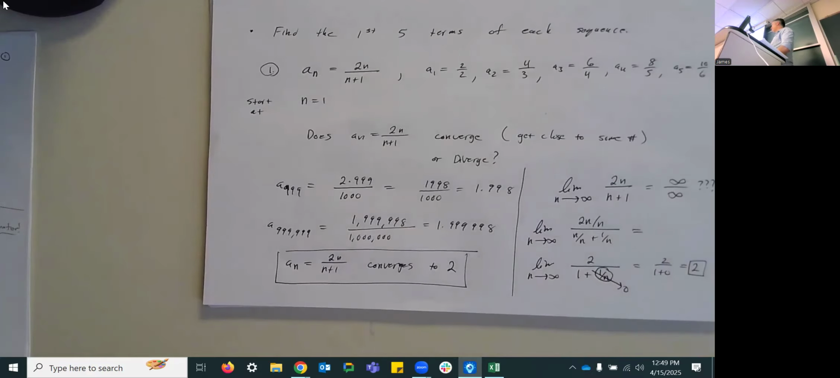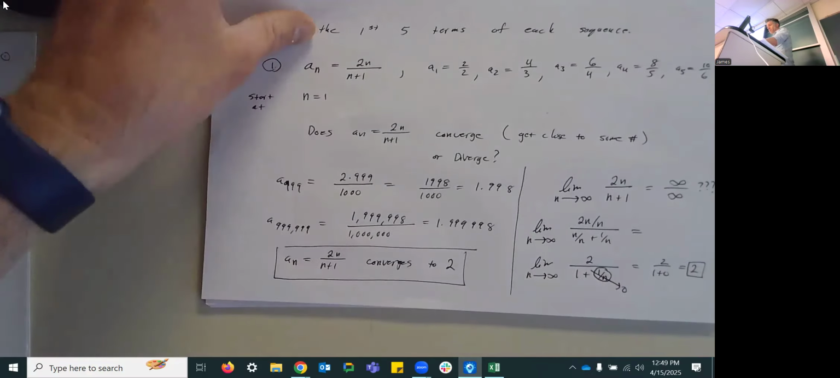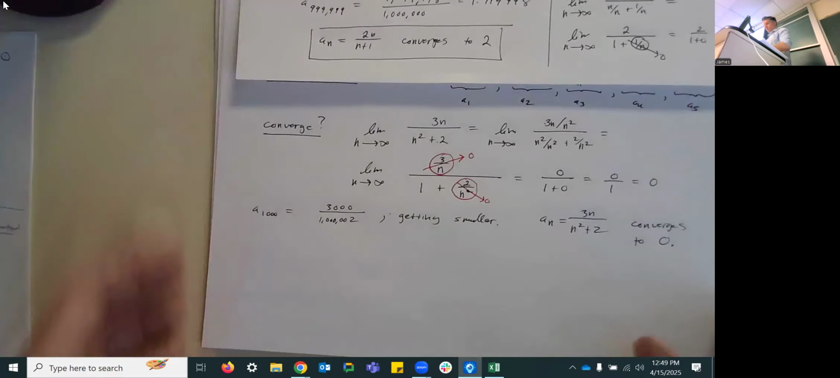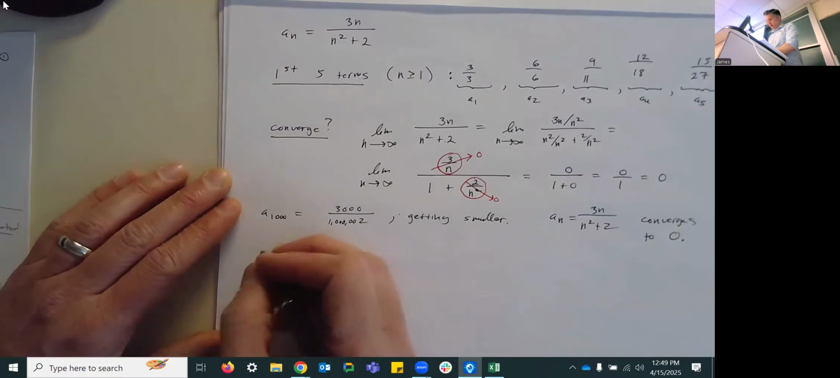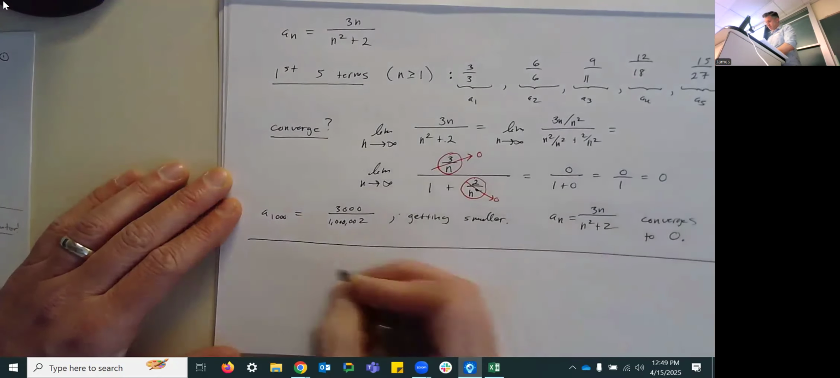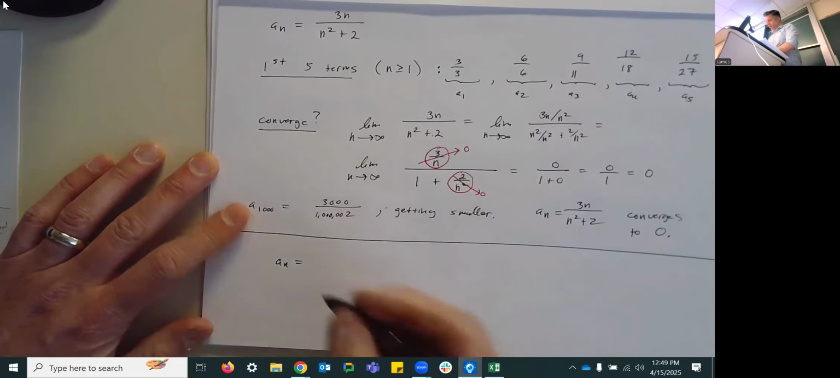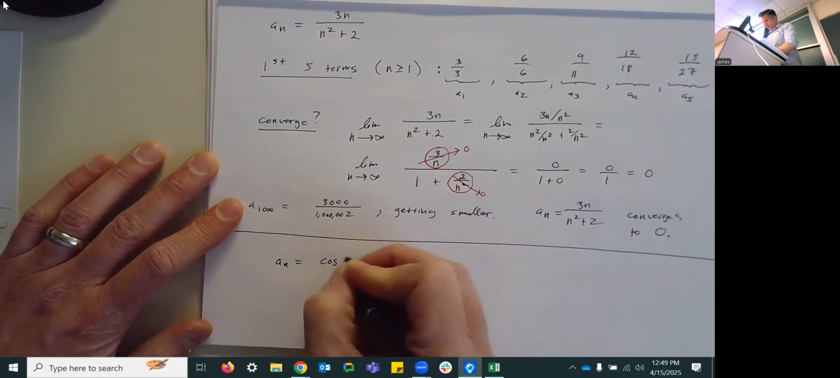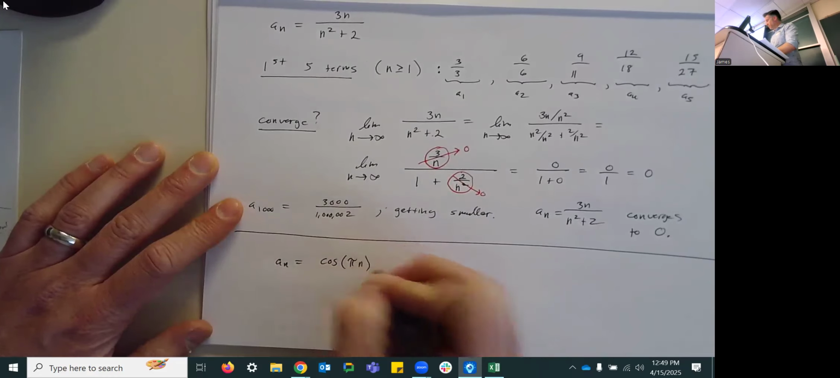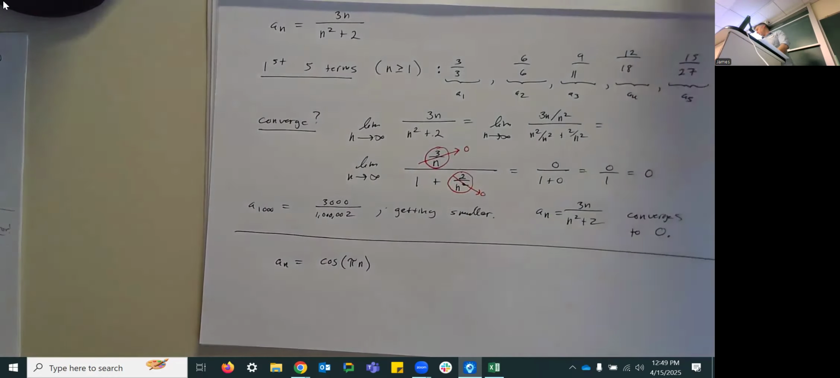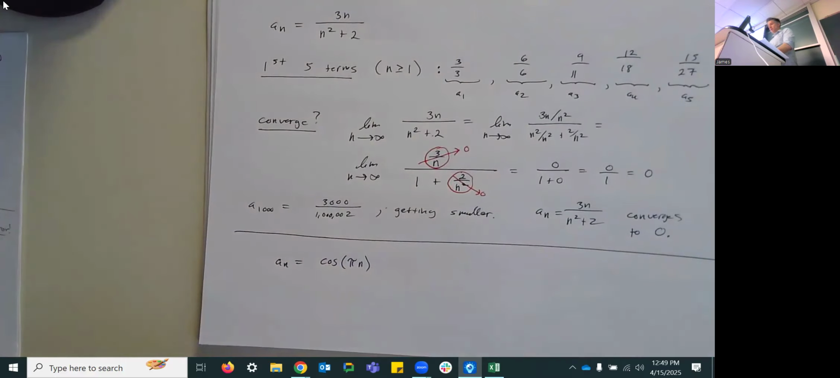So you have to get close to one particular real number. Let's look at an example of something that diverges. So let's say we have a sub n equal to cosine of pi times n. How annoying. Let's write out some terms.